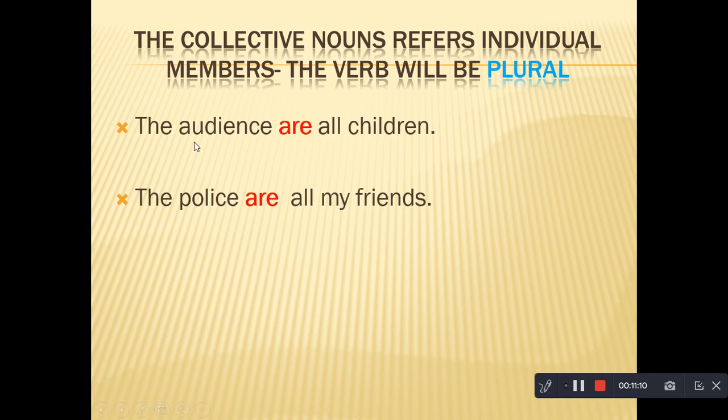Here the audience is a collective noun. Here, the audience or all children. Here all children means they give specific importance. So we treat it as plural. So the audience are all children. Next, the police are all my friends. Here all my friends means they give individual importance. So we use the plural form of the auxiliary.